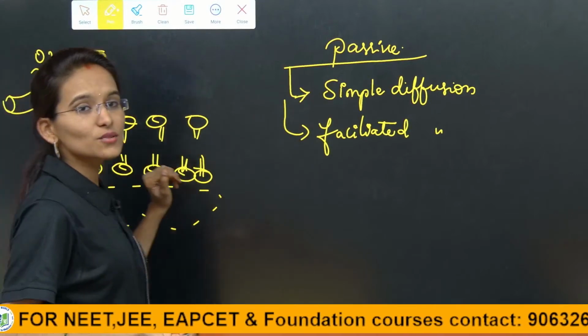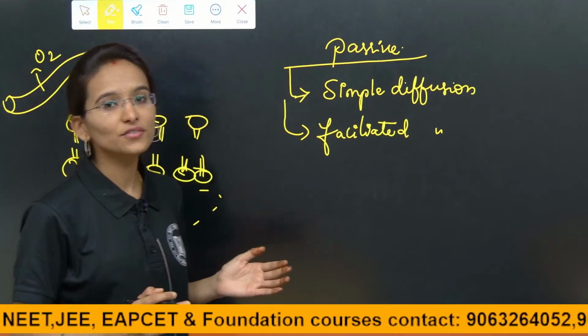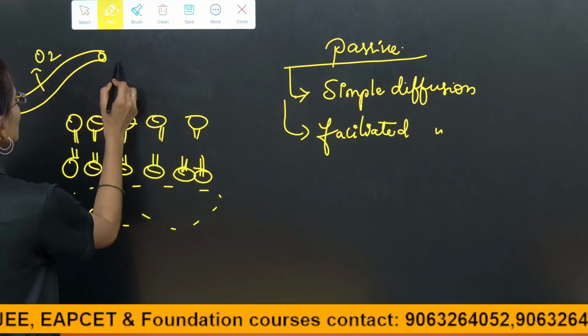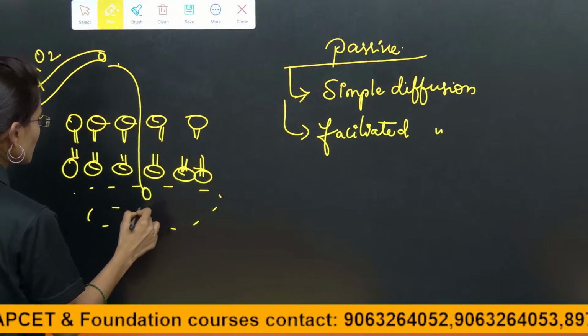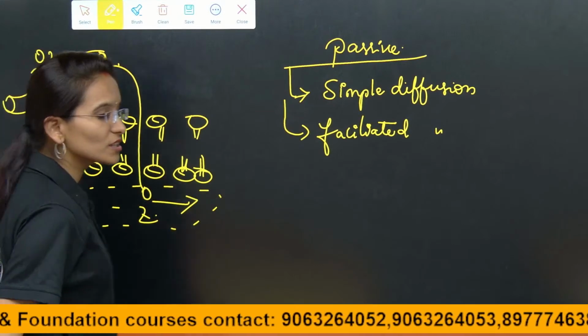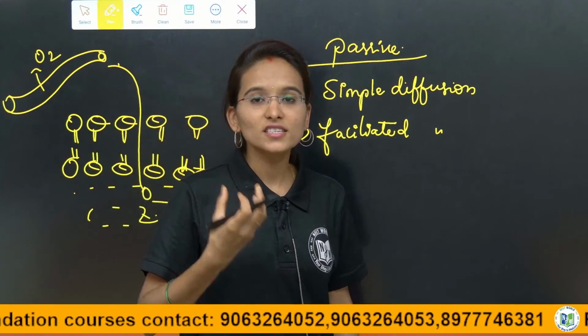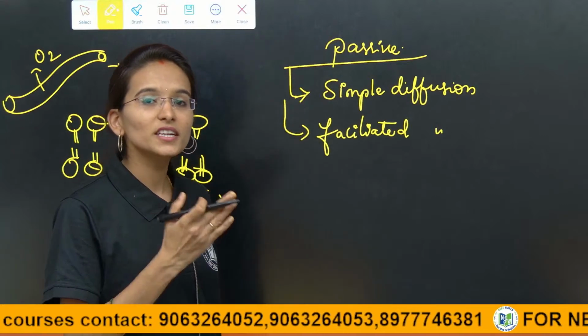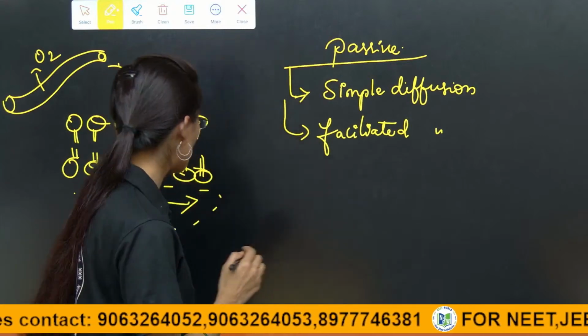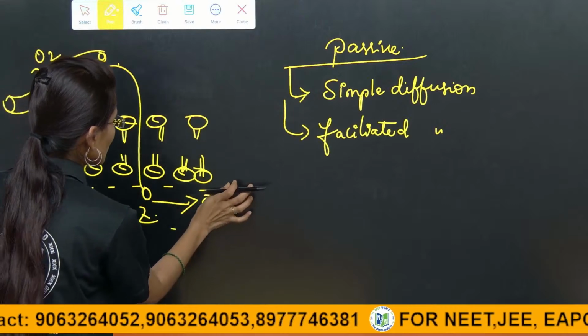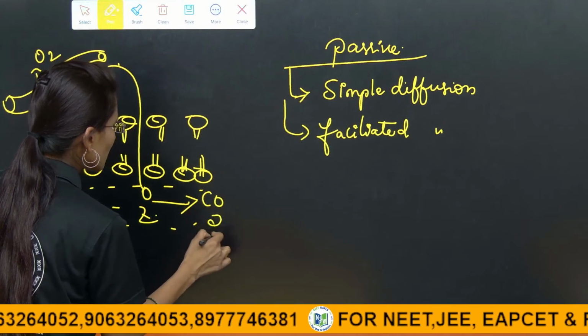So, how is it going to occur? By simple diffusion. Okay. So when this oxygen enters, later on it breaks down the glucose into carbon dioxide and then energy. Okay. Now, it gives the carbon dioxide.